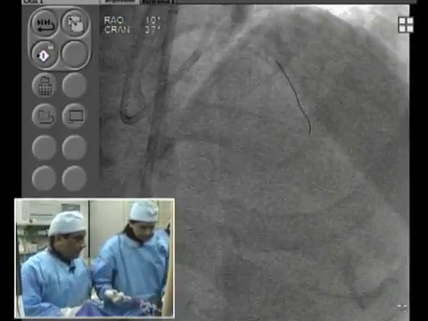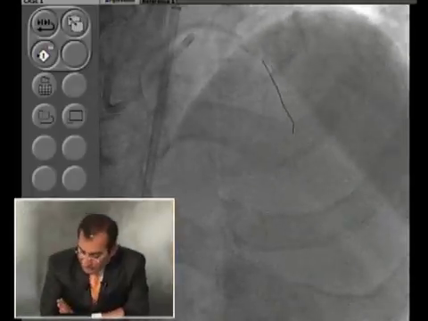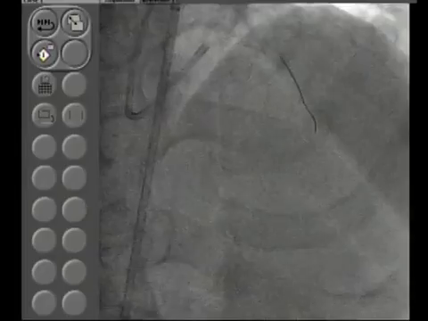Anu, a few questions for you regarding bivalirudin. Are you always using bolus and a drip? Are you following the ACT, and when do you stop bivalirudin?